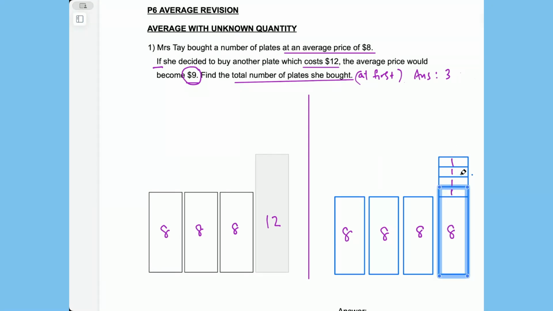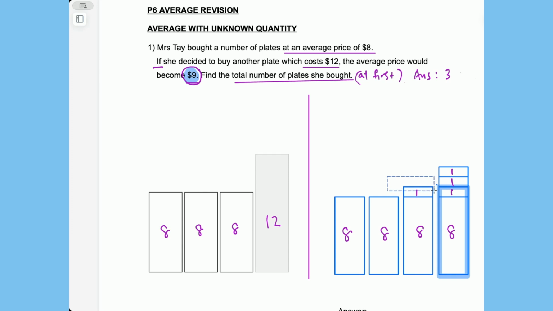And there are 3 extra here, right? So these 3 extra will be distributed to the first 3 plates that she bought. And hence now, the average of the 4 plates is now 9. Okay, so this is the scenario that we have in this question. So how do we do the working? So let me just stack these back.